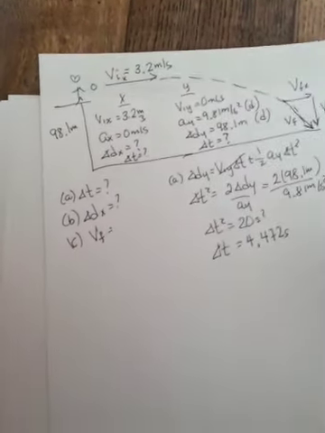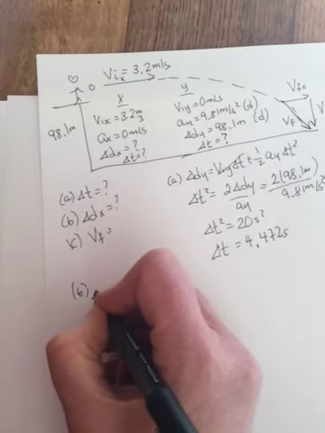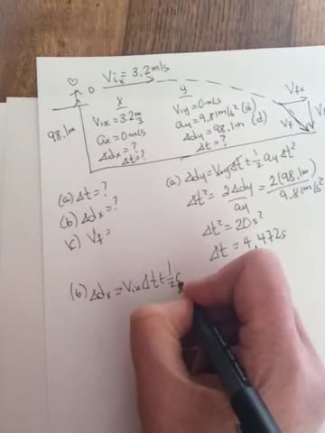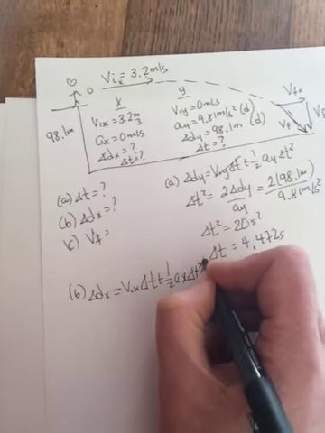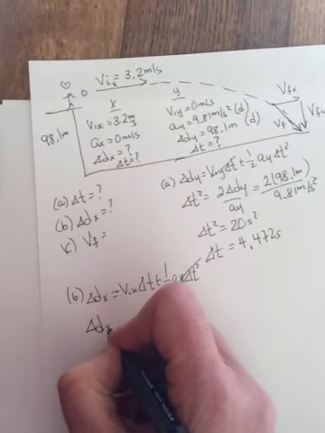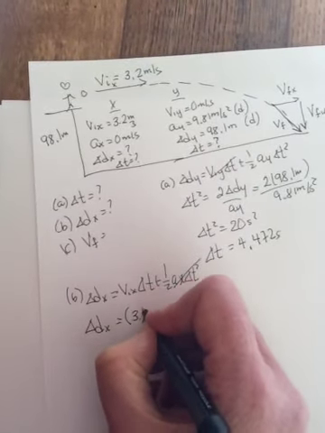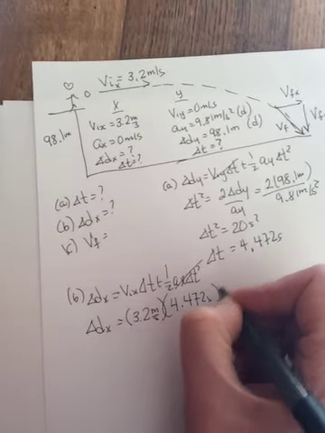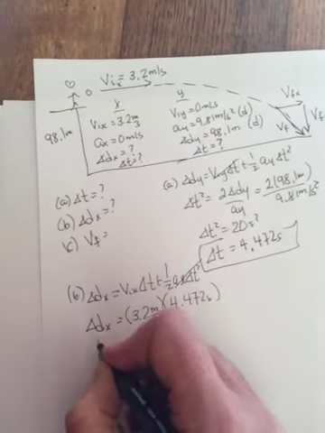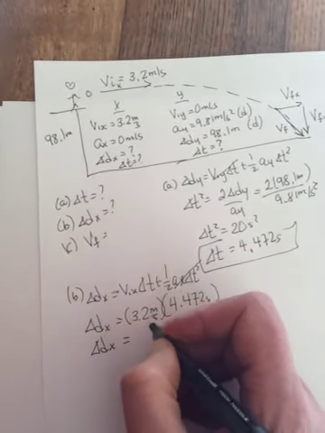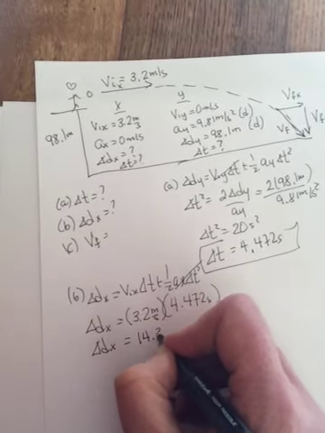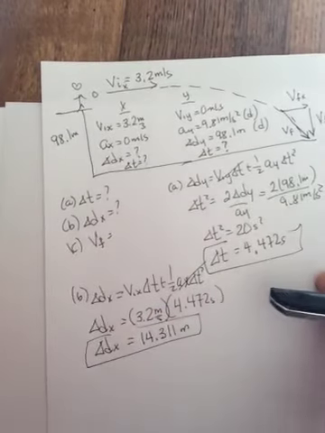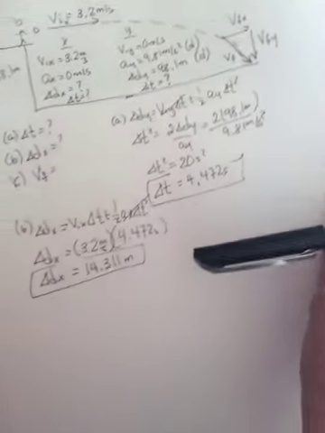Okay? B, delta dx is equal to vix delta t plus 1/2 ax delta t squared, but ax is 0, so this term disappears. Delta dx is equal to 3.2 meters per second times that 4.472 seconds that you just found up here. Multiply them together using your calculator if you want, and you get 14.311 meters.